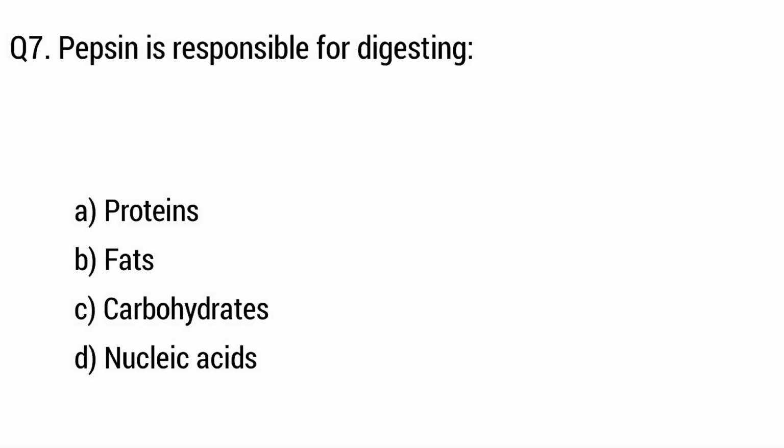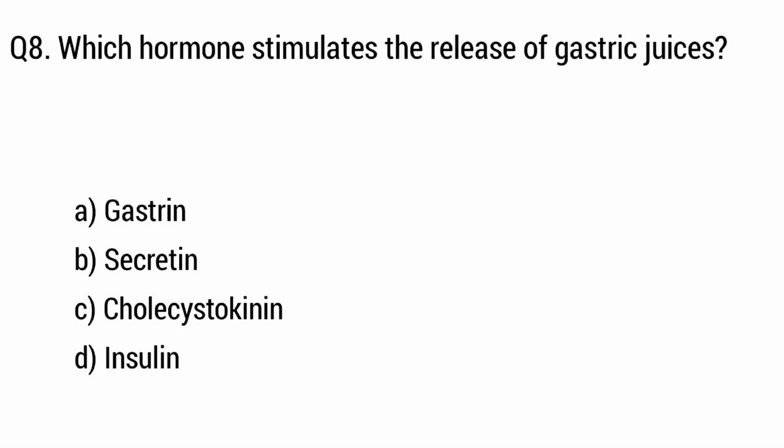Hydrochloric acid. Question 7. Pepsin is responsible for digesting. Option A. Protein, B. Fat, C. Carbohydrate, D. Nucleic acid. But the right answer is option A. Proteins.